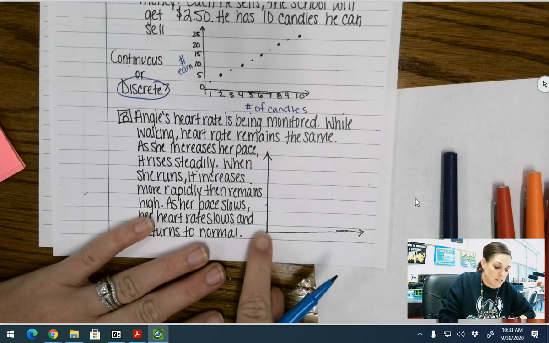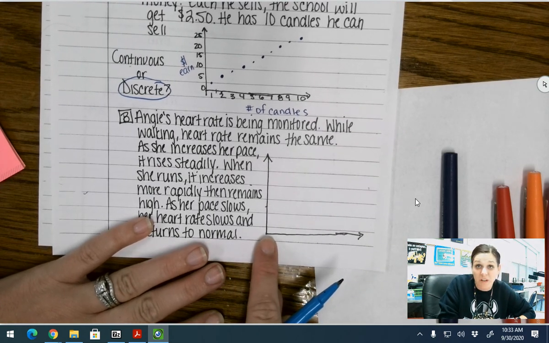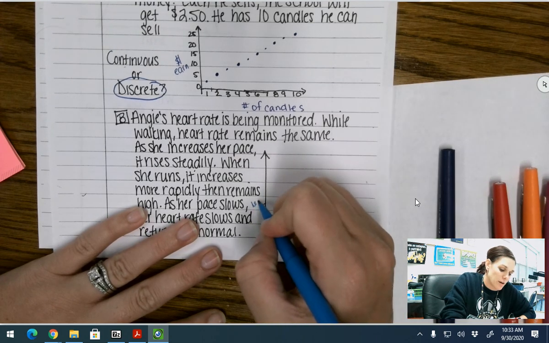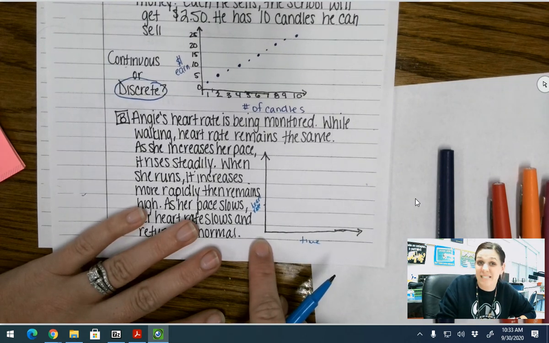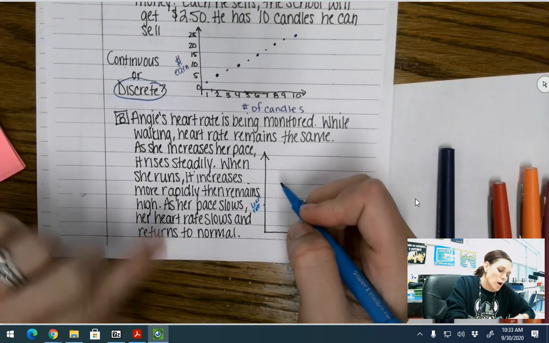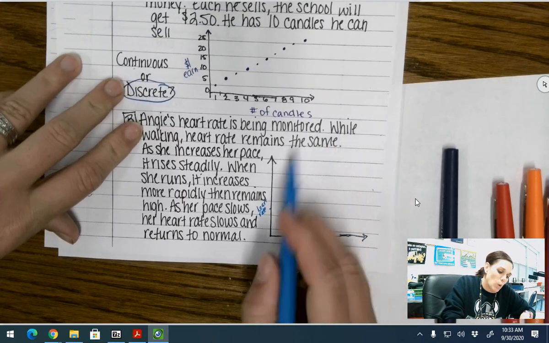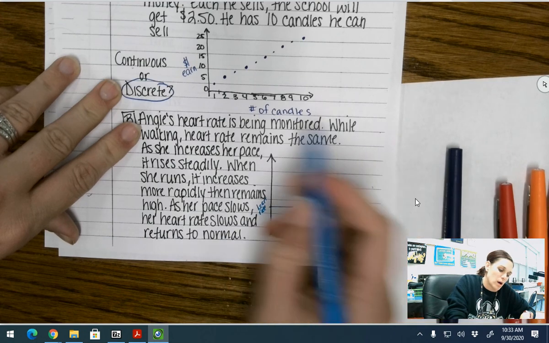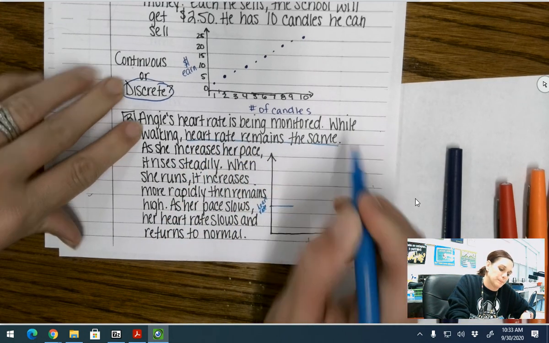I can't start at 0 because my heart's moving. So this is time, and this is my heart rate. If I have 0 heart rate, it means I'm not alive, and I am breathing because I'm walking. Okay, so my heart rate while walking remains the same. So this is my heart rate remaining the same.